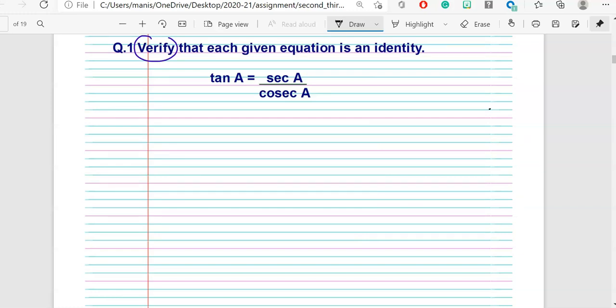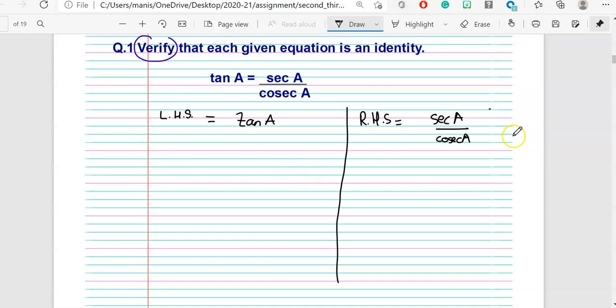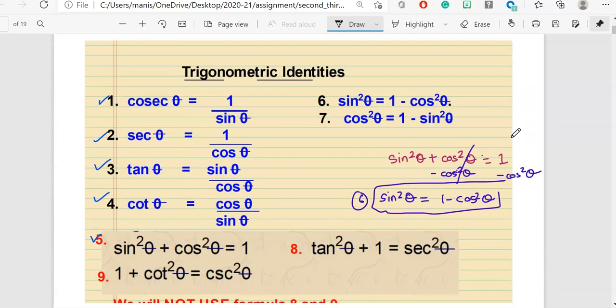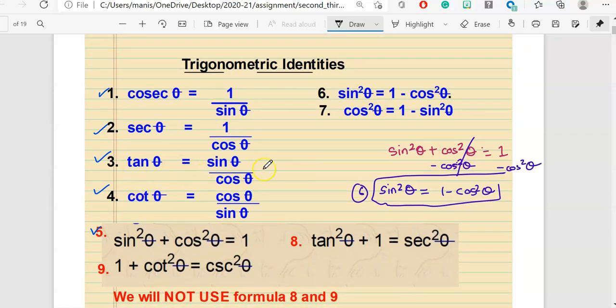Alright, so my left hand side I will write in the abbreviated form LHS. This is my tangent A. And my right hand side, abbreviated as RHS, is secant A over cosecant A. Do keep in mind you will restrict yourself only to those 5 formulas. So I want you to go back to the formula sheet and give me the formula for tangent A. The formula for tangent A is formula number 3, that's sine theta over cosine theta.